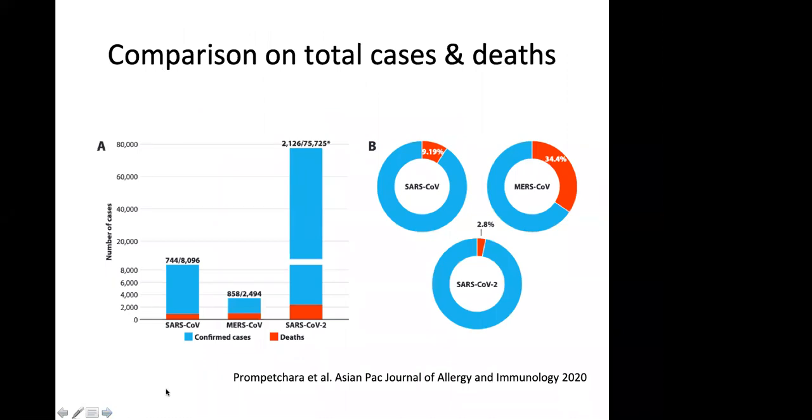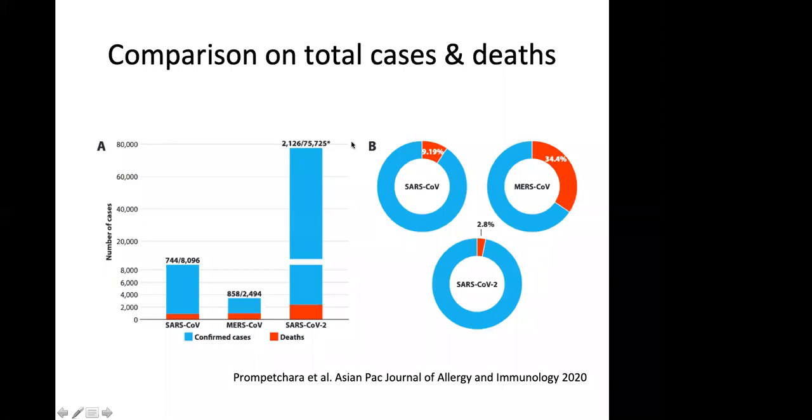This is a nice graph comparing SARS-CoV with MERS and SARS-CoV-2 in terms of number of cases and deaths. If you look at this bar graph, in blue is the total number of cases, and in red, the number of deaths. If you look at the percentages, you'd notice that MERS-CoV was the deadliest of all the other coronaviruses, with a mortality rate of 34.4%, compared to 9% in SARS and then 2.8% in SARS-CoV-2.